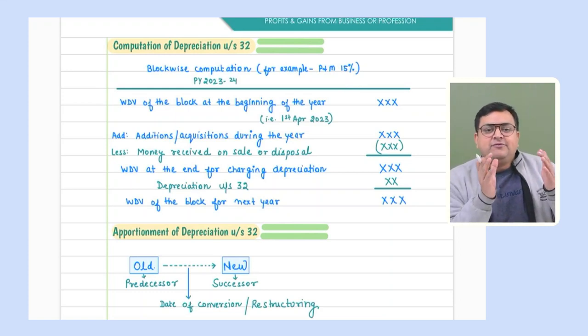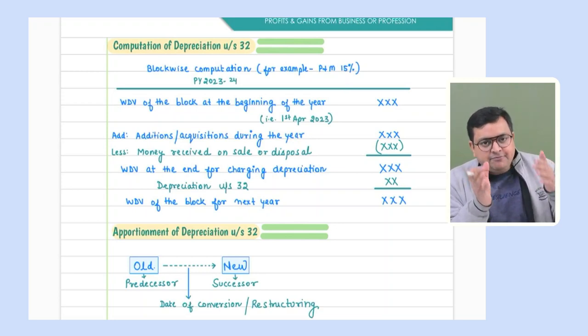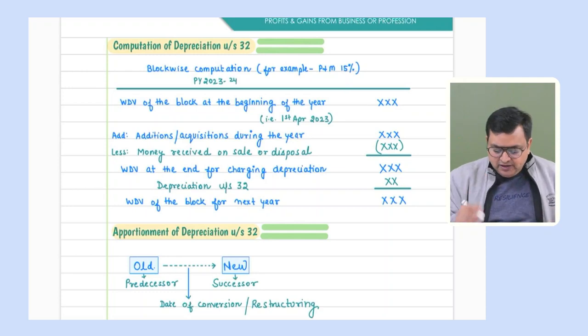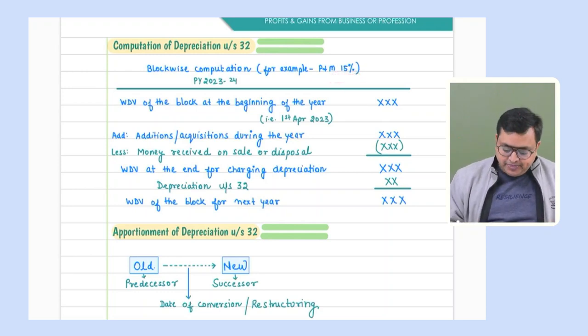So if it is plant machinery of 40% and you have purchased a computer, please take that computer in that 40% block. Please don't take it over here. Don't bring it over here, right?